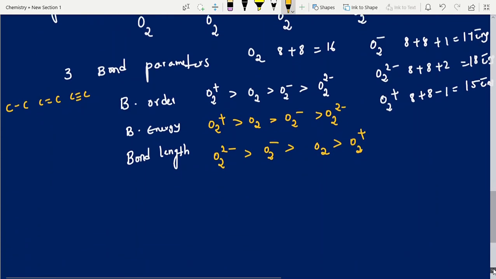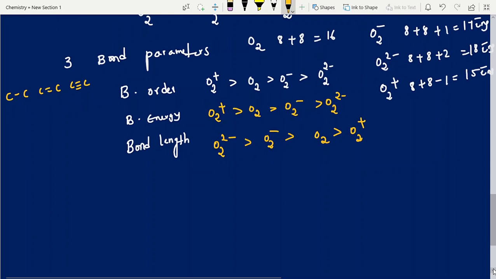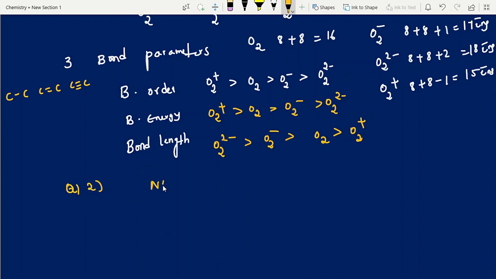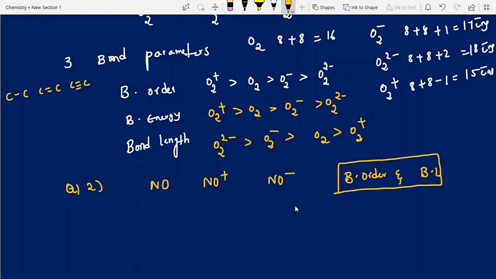So now, next, one more question I am giving. Everyone try this one and comment me the answer. Next question 2, I am giving NO, NO plus, NO minus. Bond order and bond length. Please everyone try this question and give me the answer in the comment box. Okay. NO, NO plus, NO minus. Same, you can take the table, calculate electrons, pick out bond order, then bond length both.